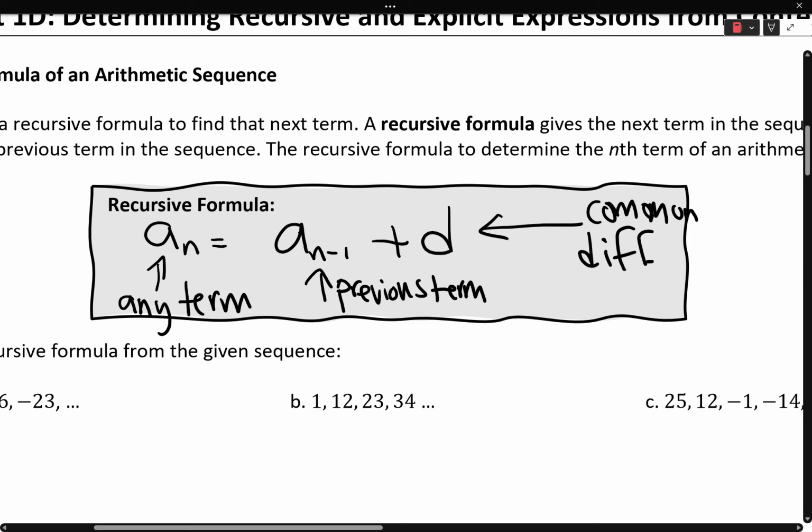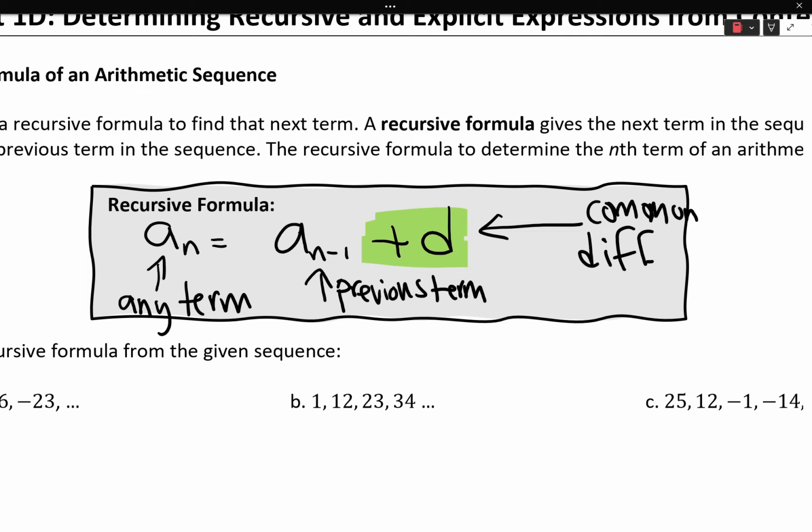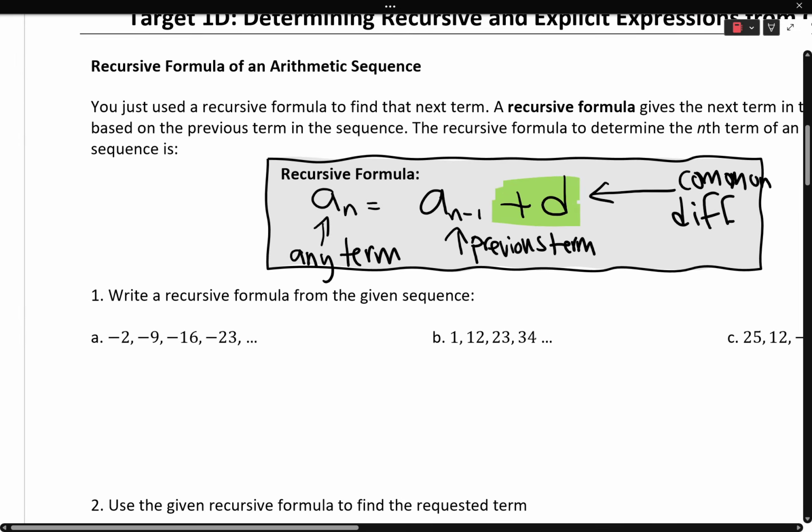Okay, so for the next three problems, we'll be finding the common difference and plugging it into our formula. We're not going to be using the formula any other way. Well, at least for number 1. Okay, so number 1, first let's find D for common difference. To do that, we do term 2 minus term 1. So that's negative 9 minus negative 2, which is negative 7.